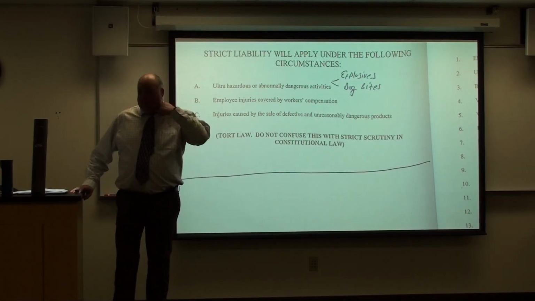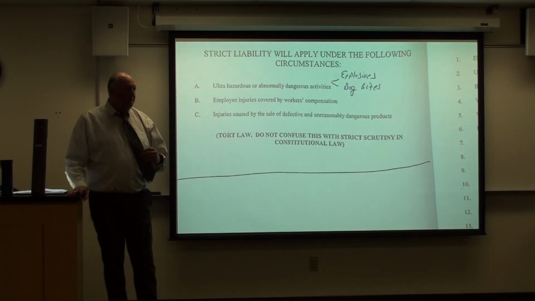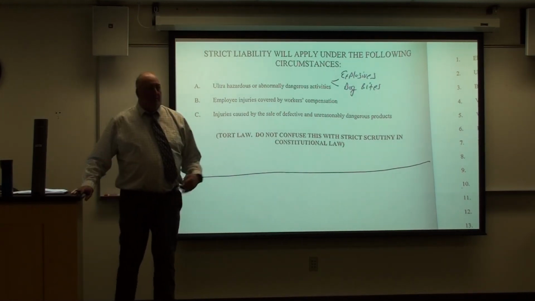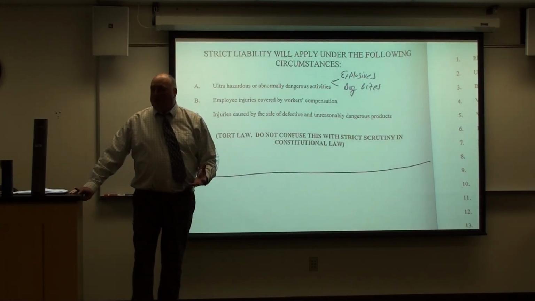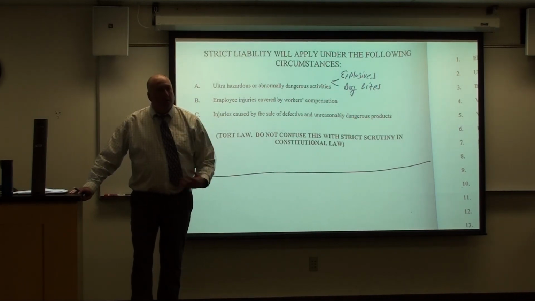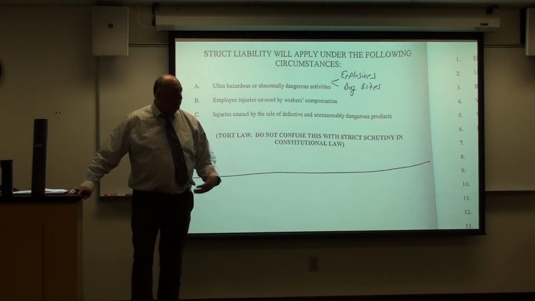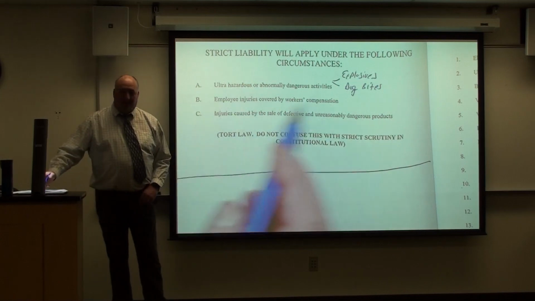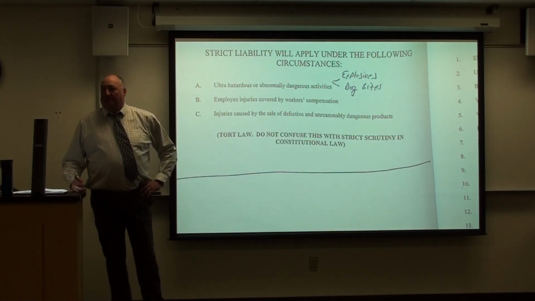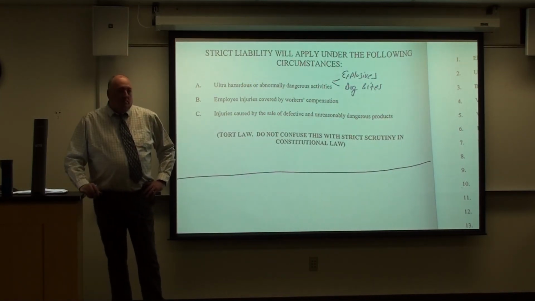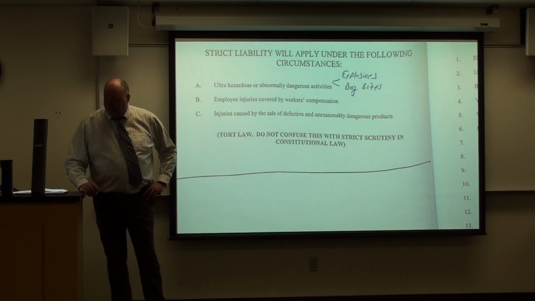So this would be like for E. coli, salmonella, listeria, for food. If I'm aware that products are contaminated, I need to recall them, otherwise I have strict liability. So basically it doesn't matter who's at fault. If somebody eats it, I end up paying for it.